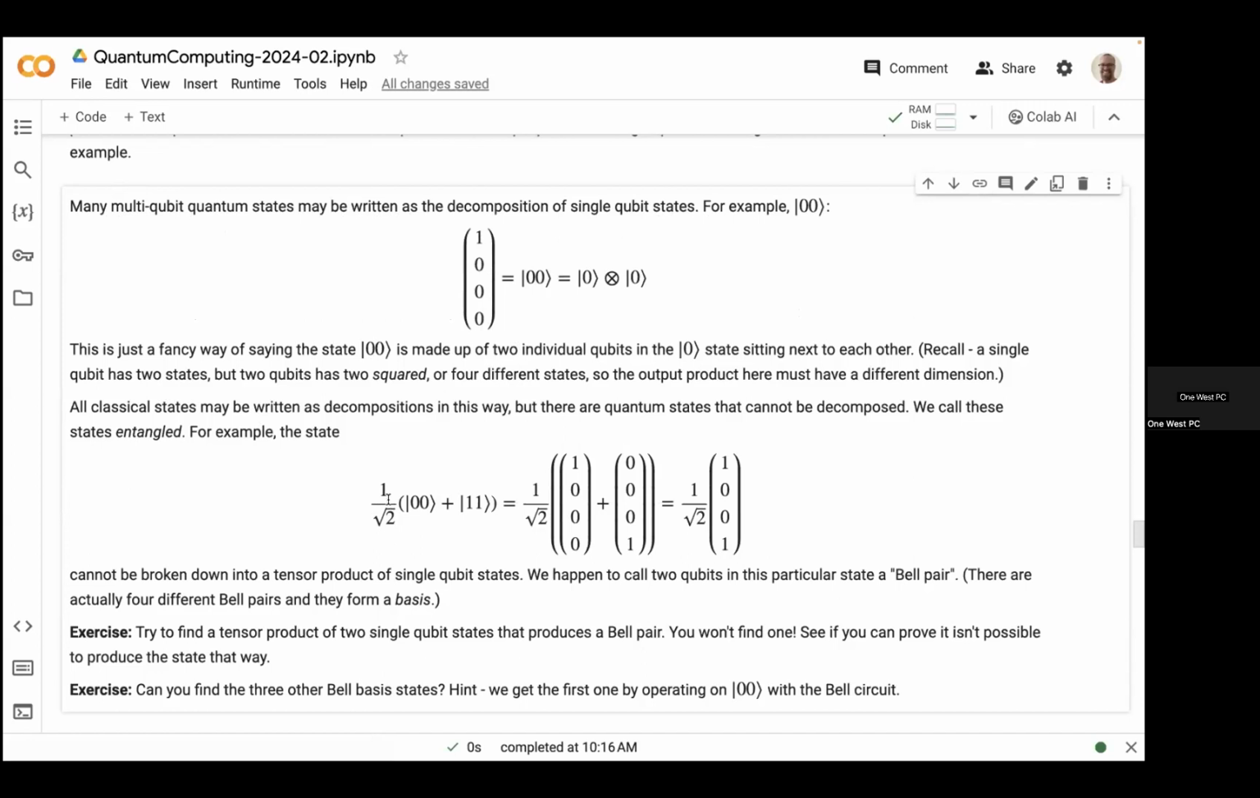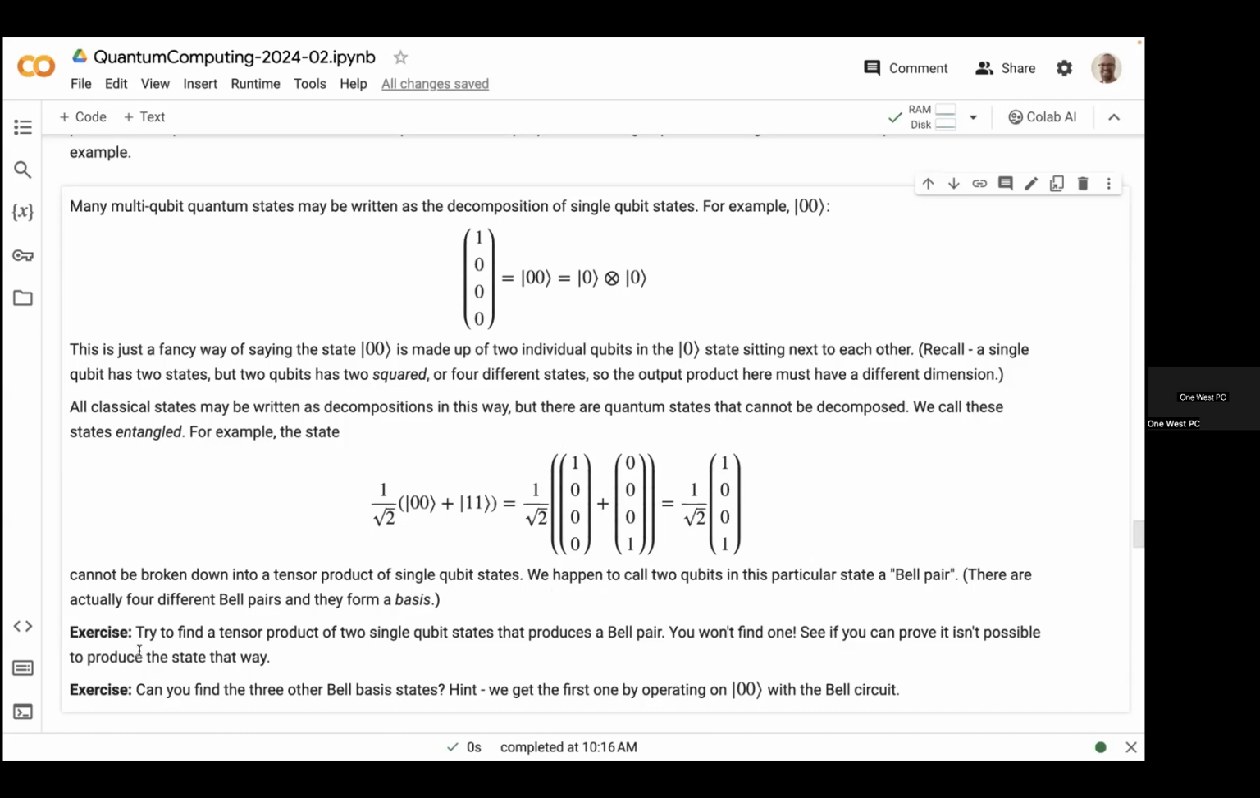For example, this state: 1 over root 2 times 0,0 plus 1,1, which is 1 over root 2 times 1,0,0,0 plus 0,0,0,1. You cannot turn this into a tensor product of single qubit states. This state we happen to call a Bell pair. It's in the Bell basis. We'll get into a bit more of that in a minute. But there's no way you can decompose that into 2 single qubit states.